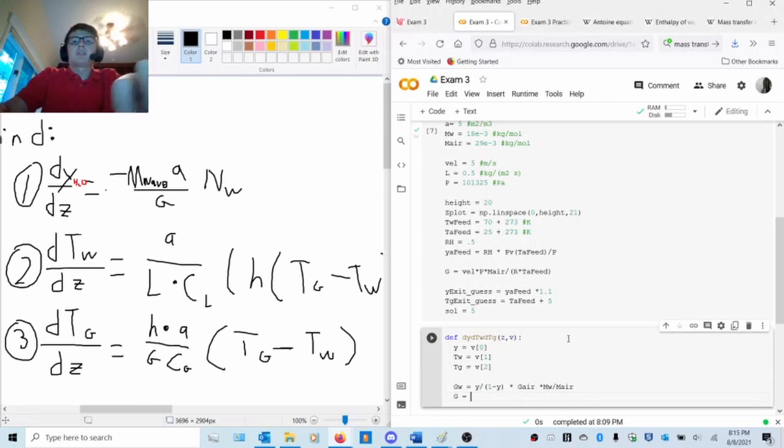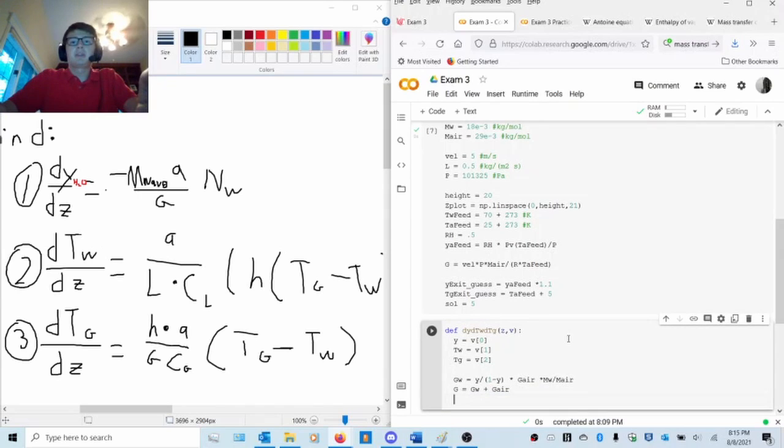Then we're going to quickly define the total gas flow rate as GW, the gas flow rate of the water, plus the gas flow rate of the air. And it did everything wrong. So annoying. Now we need to define the total molecular weight. The total molecular weight can be defined as the total gas divided by the gas flow rate of the air times the specific heat of the air plus the gas flow rate of the water multiplied by the specific heat of the water.